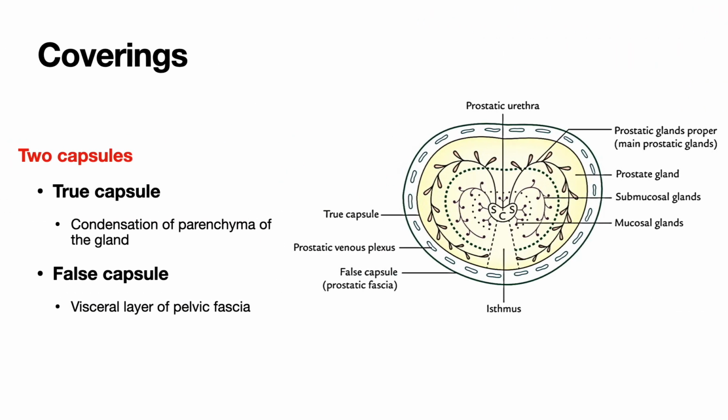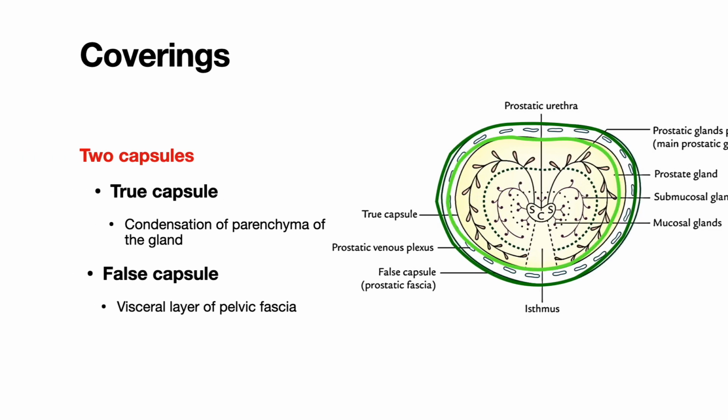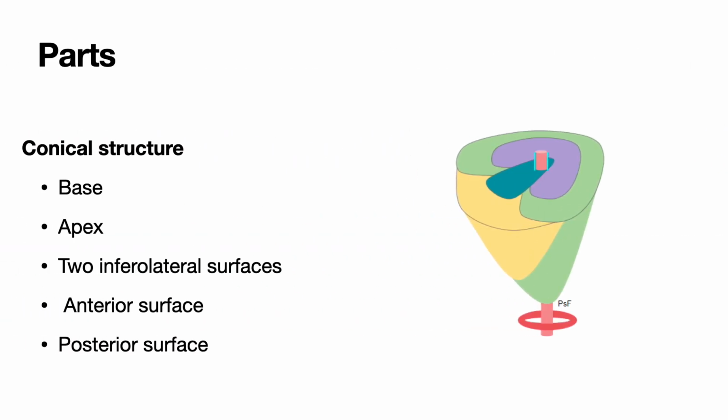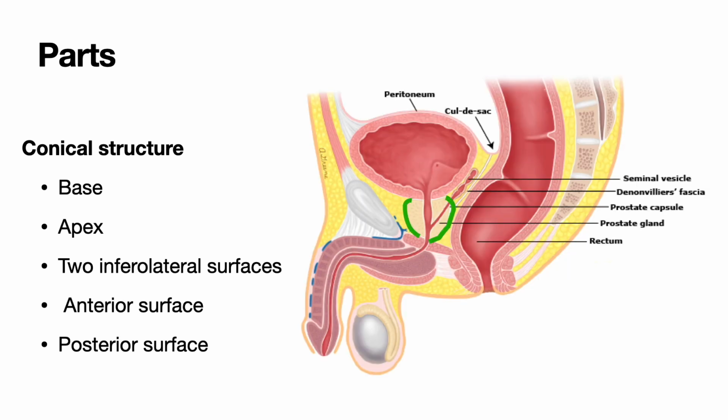It has two coverings. The inner covering is called the true capsule, which is formed from the condensation of the parenchyma of the gland itself. The outer covering is called the false capsule, which is formed from the visceral layer of the pelvic fascia. The space between the true and false capsule is filled by the prostatic venous plexus, which above continues with the vesical venous plexus. Now let us see the different parts of the prostate. It has a base, apex, two inferolateral surfaces, anterior surface and posterior surface.